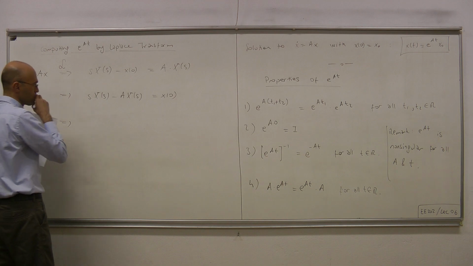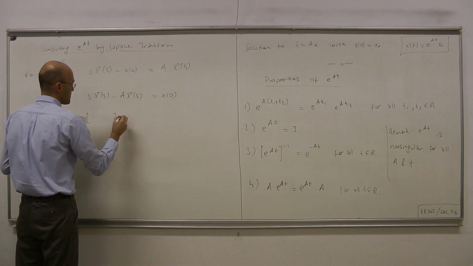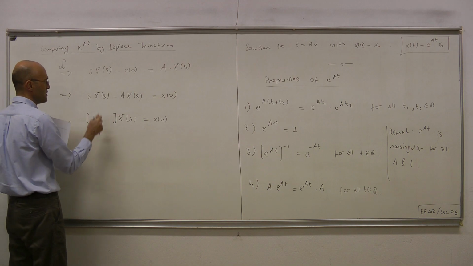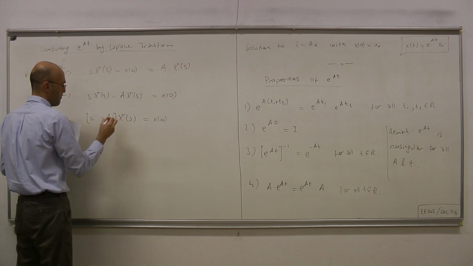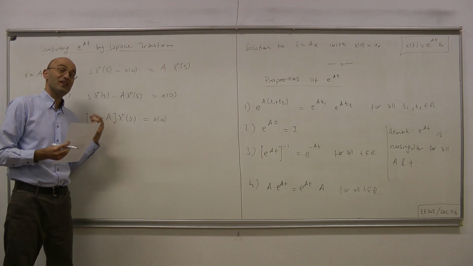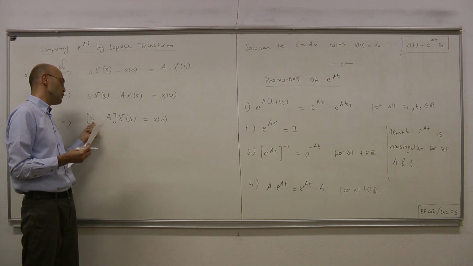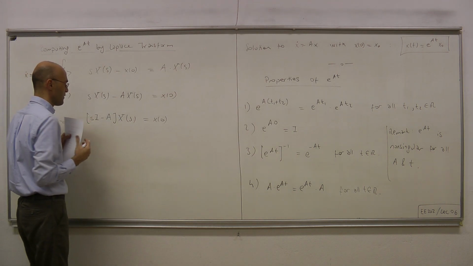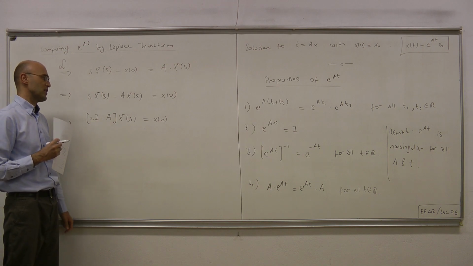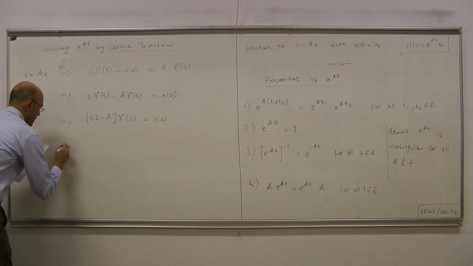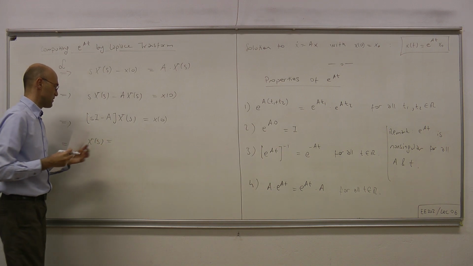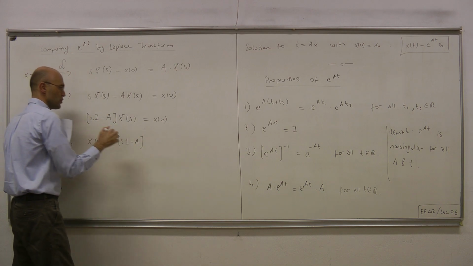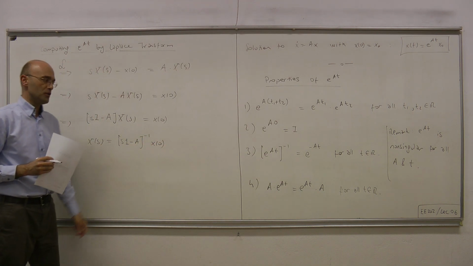Then write something times X of s equals x0. A common mistake is writing this something as s minus A, but this subtraction is not allowed. Why? s is a complex valued scalar, whereas this is a matrix. You cannot subtract the matrix from a scalar. So you should never forget this identity matrix here. So we have sI minus A times X of s equals this vector. Therefore, X of s, the Laplace transform of x of t, must be this matrix inverse multiplying this vector of initial conditions, x0.